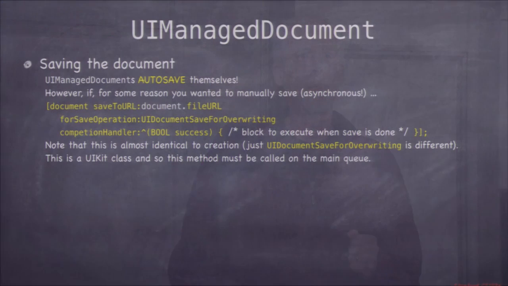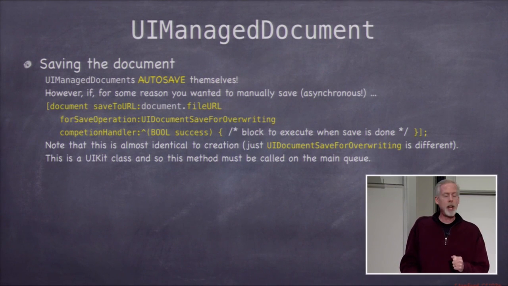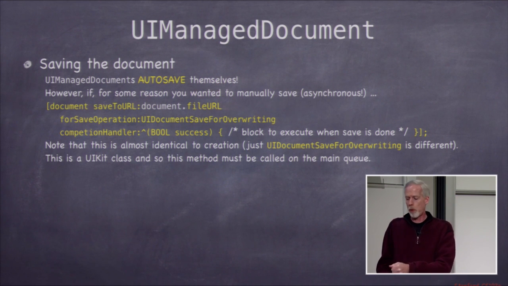Now, before we dive into what we're going to do with that NS Managed Object context, a couple more things about UI Managed Document. One is that it is auto-saved. Okay? You do not have to save it. And you can save it using this method you see here, but generally we don't. We let it auto-save. Okay? The way we save it is with the same method we used before, but we say UI document save for overwriting. But generally, we don't call this method. We let it auto-save. Okay, so that's an important thing to understand.